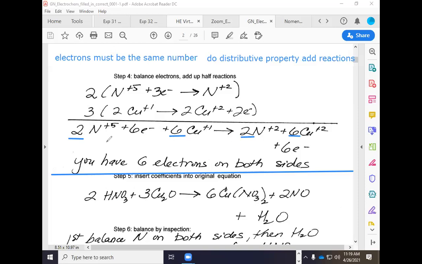Okay, so where was the nitrogen plus 5? It was in the nitric acid, so we put a 2 in front of the nitric acid. Where's the copper plus 1? It was in the copper 1 oxide. How do we get 6 of these? We have to put a 3 in front of the copper 1 oxide.